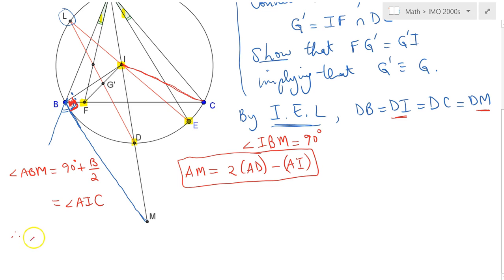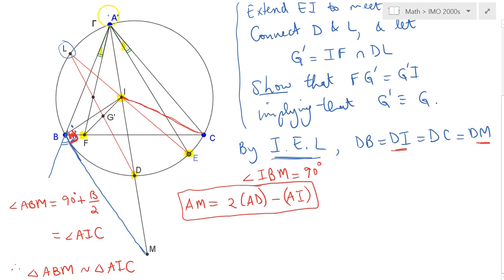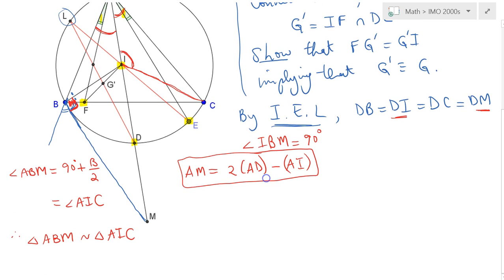Therefore, triangle ABM is similar to triangle AIC. Those are similar triangles, namely because they both have these angles 90 plus beta over 2. This one is also 90 plus beta over 2. In addition, this was an angle bisector, so this angle is A over 2, and this corresponding angle is A over 2. So these two triangles are similar because of angle. Because of that, we have some very nice length relationships. The relationship that I'm interested in is AM over AC equals AB over AI.